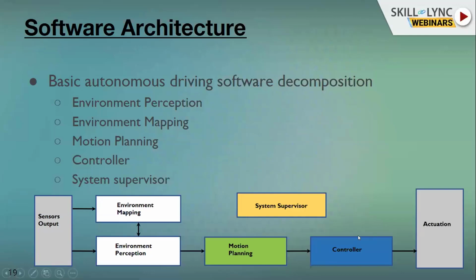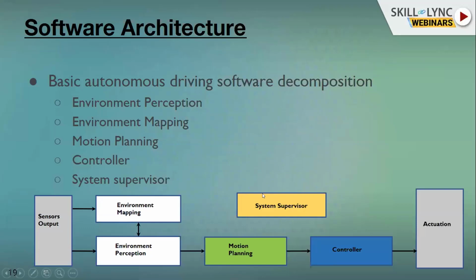The next most important is the controller, based upon the trajectory given from the motion planning. The controller tries to follow that. I mean, how much steering command is needed, how much throttle, and how much braking command is needed. The control task takes care of that. And then from the controller, the actuation will get the throttle, braking, and steering angle commands. And then the actuator will actuate based upon those commands.